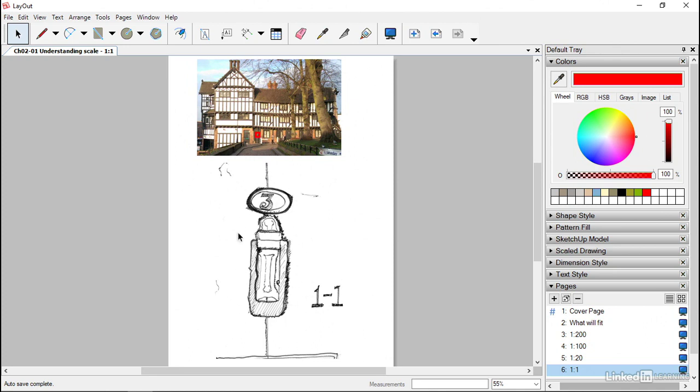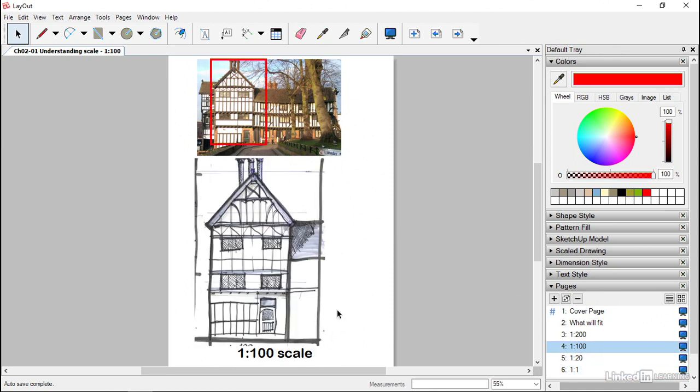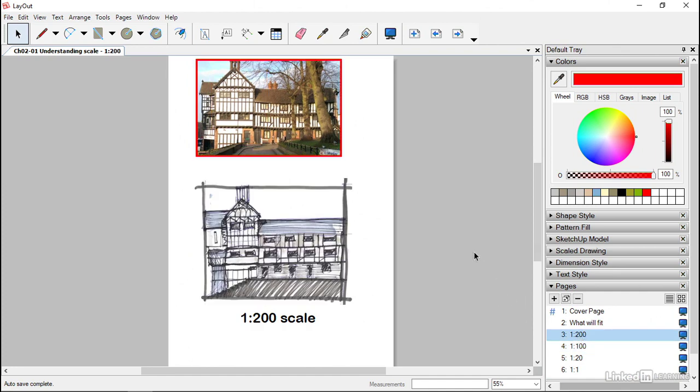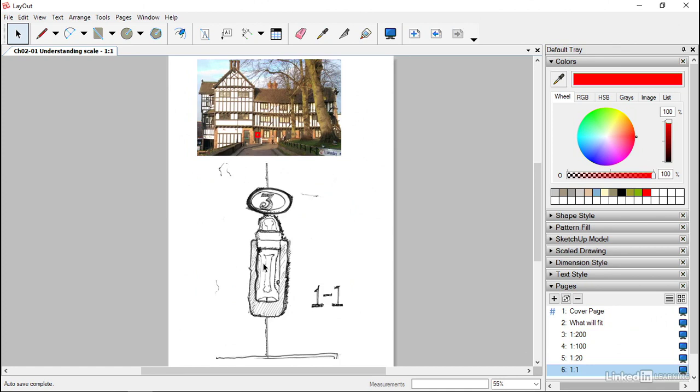It got the students to think about what sort of level of information you can show at certain scales, and then whether it was appropriate to the output that you required. Now, often 1 to 50 or 1 to 100 would be sufficient. This level of detail might be fine. Okay, 1 to 200 might be fine as well. Depends what you need to show. But if someone wanted to know all about that door knocker, then 1 to 200 scale is not going to cut it. It needs to be something like this.